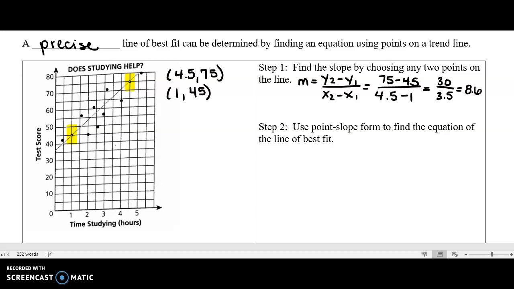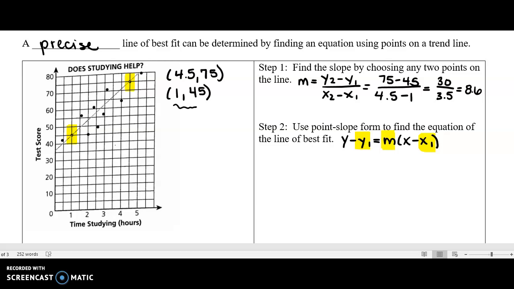Step 2 is to use point slope form to find the equation of the line of best fit. Okay, point slope form is y minus y1 equals m times x minus x1. So all we need for this equation is the slope, which is convenient since we already found that in step 1. And we need a point. We've got 2 of them. You can pick whichever one you want. Sometimes there's going to be easier numbers. We're going to work smarter, not work harder.